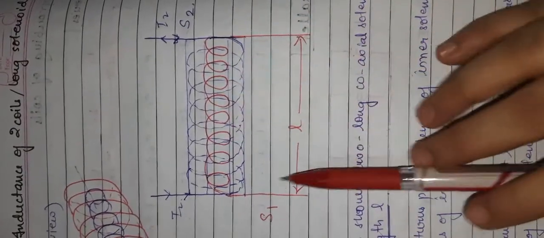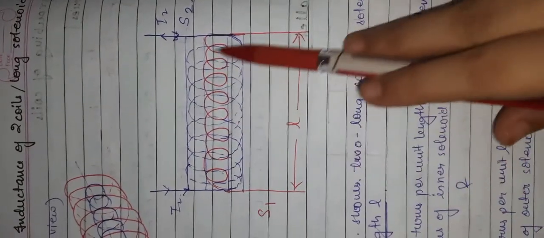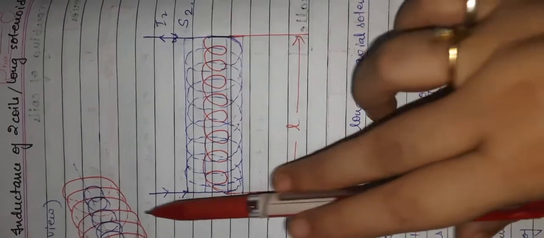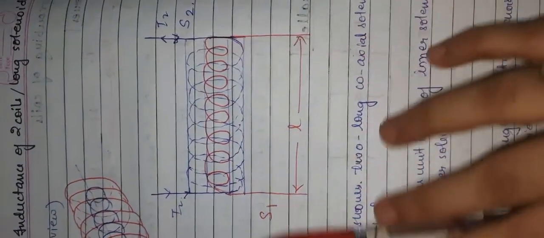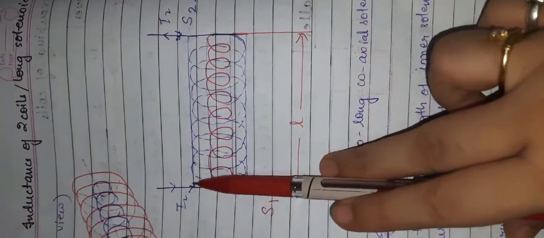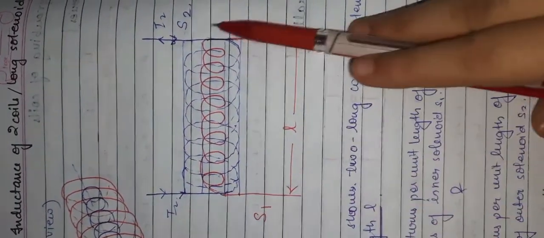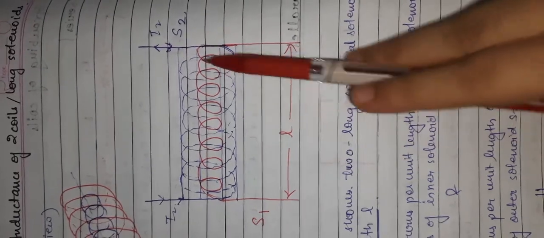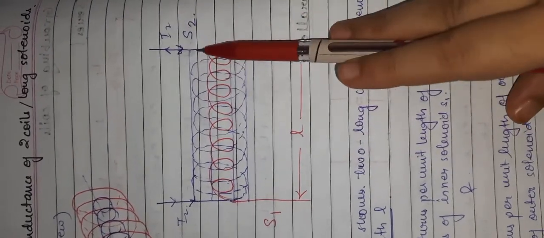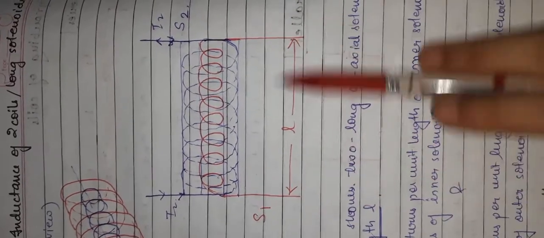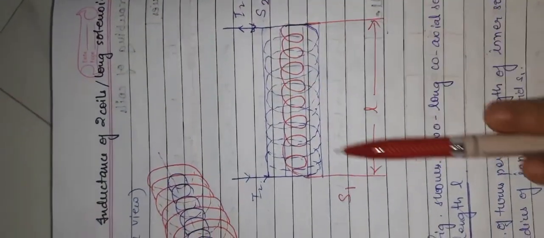Here you can see one coil I have made with the red pen, and the bigger coil with the blue pen. The current flowing in the blue coil is denoted by I2, and the direction is like this. From here I2 is coming, and from here I2 is going. S2 denotes the second solenoid, and S1 denotes the first solenoid. The length we have taken is the same, and the topic we will deal with is the mutual inductance of two coils or long solenoids.